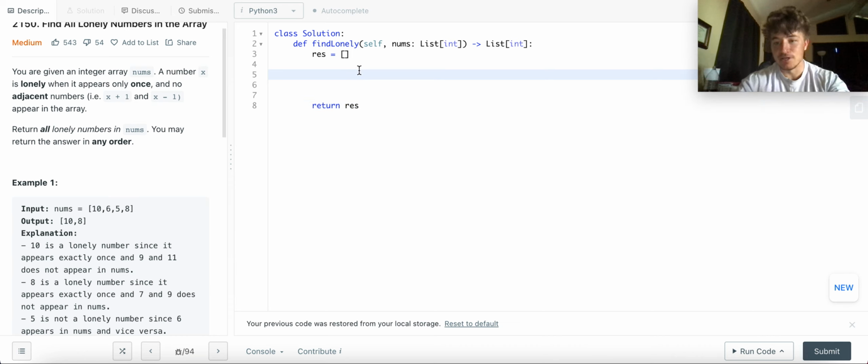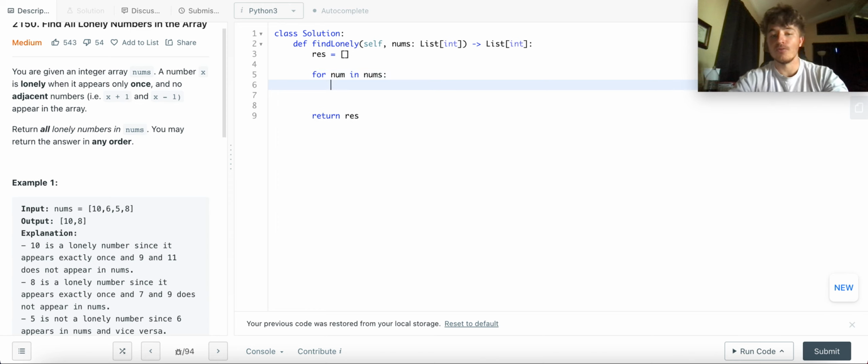But in order to find the lonely numbers, we're going to have to look at all the numbers in nums. I'm going to look at each individual number and determine, is this number I'm looking at lonely? What would that mean for that number to be lonely? Well, if the number is lonely, it can only appear once. So the frequency of that number has to equal 1. Another way you could do this, inefficiently, is nums.count of num equals 1. So the number only exists once.